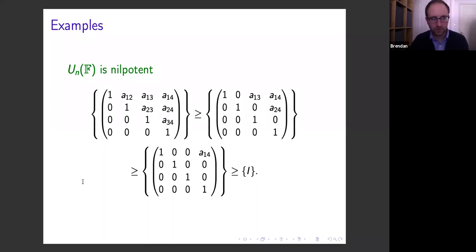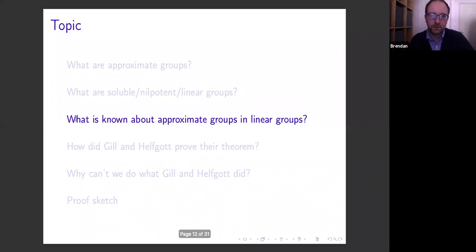Okay, and this is maybe the most important example of a nilpotent group, or it's where the term comes from. Okay, so now with those concepts, we'll describe some structure theorems for approximate groups in a bit more detail.